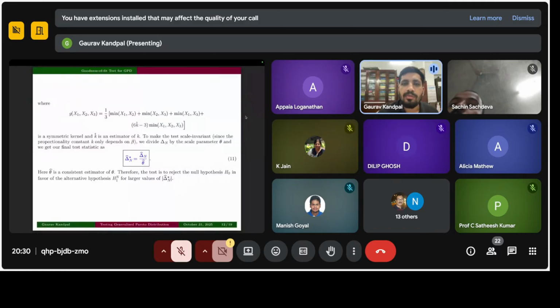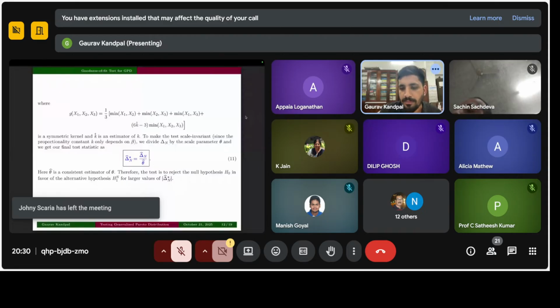Further, to make the test scale invariant, we divide this delta n by the scale parameter theta, and the final test statistic is given in blue color in equation number 11, which is delta hat star n. Therefore, the test is to reject the null hypothesis H naught in favor of the alternative hypothesis for larger values of modulus of delta hat n star.